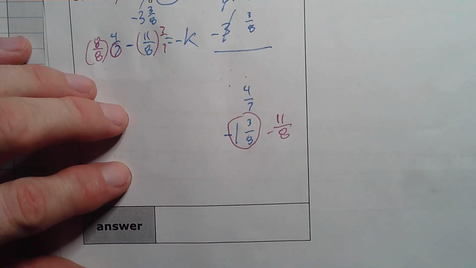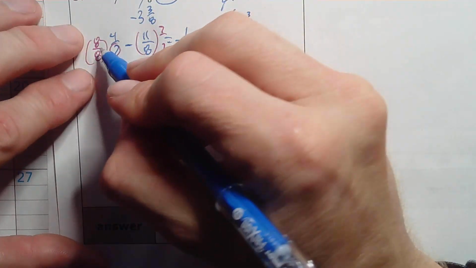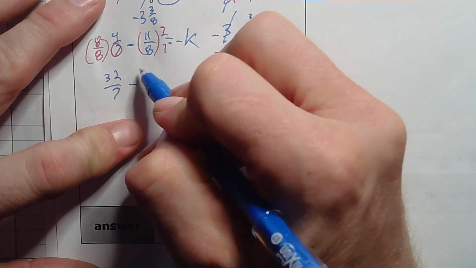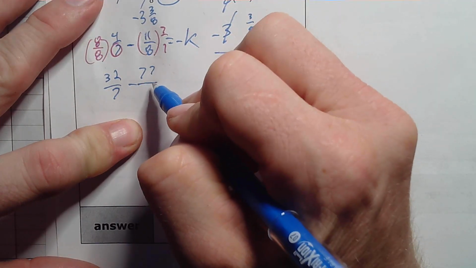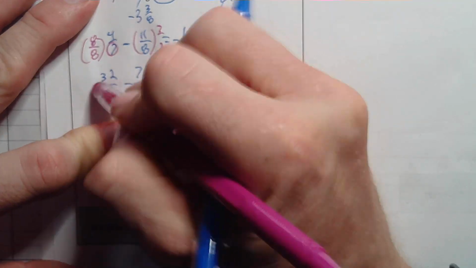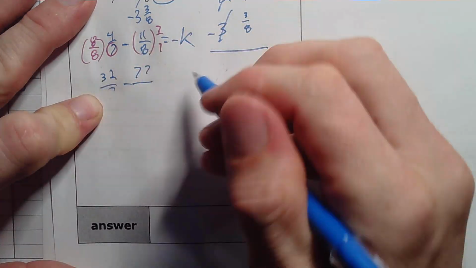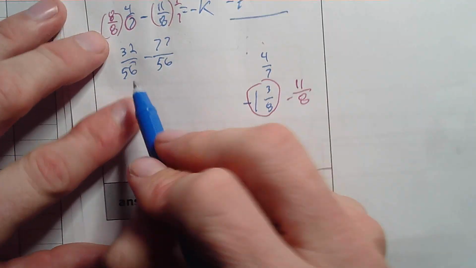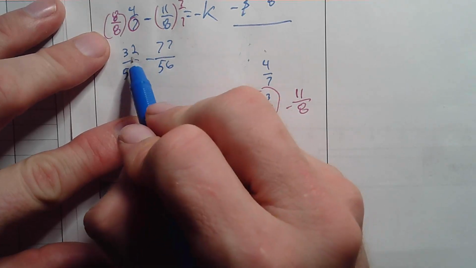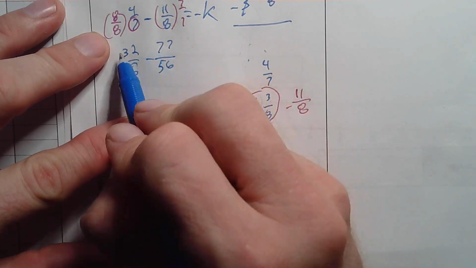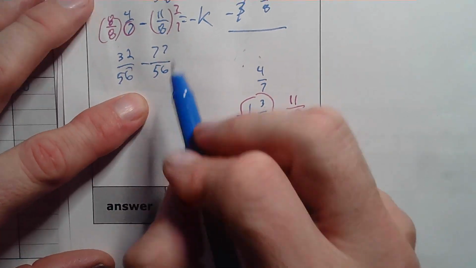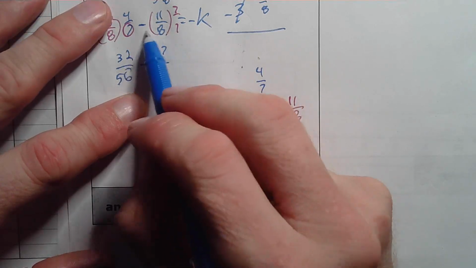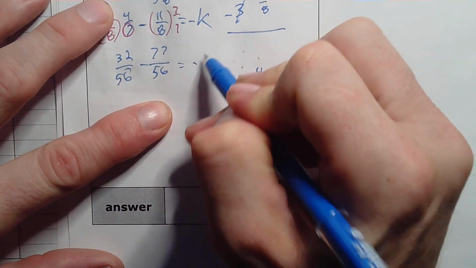Okay, so now 8 times 4 is 32, so 32/7 minus, it's going to be 77 over, sorry, not 7, that should be 7 times 8 is 56. 56, and then 77 over 56. Now, since these have the same denominator, I can add or subtract the numerators, because before I couldn't add and subtract these fractions because they were different denominators. This still equals negative k.